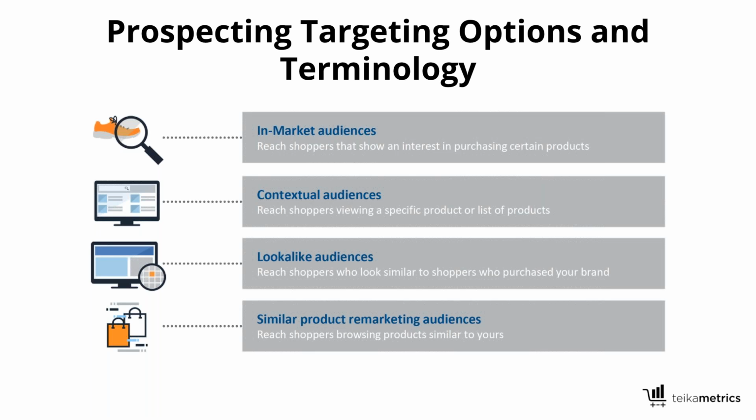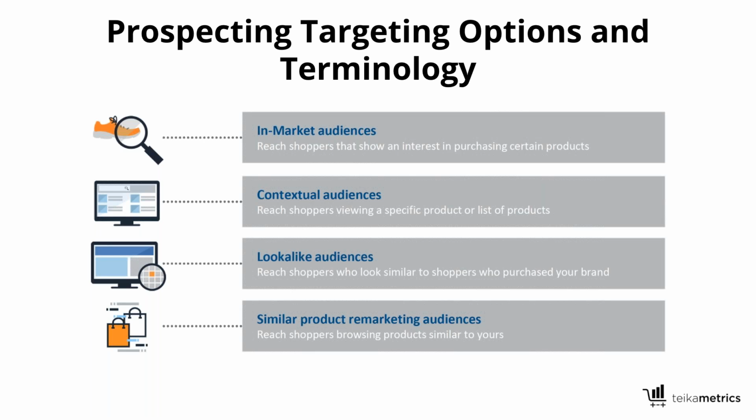So the first one here is in-market audiences, reaching shoppers that show an interest in purchasing certain products. I'll go back to that home buyers example. Let's say you're buying a new home and you're searching for kitchen appliances, bathroom things, living room decor, what have you. We put you into this in-market audience. We know that you're shopping for tons of different things, and we're able to recognize the relationship of all the different searches, all the different purchase points, etc.